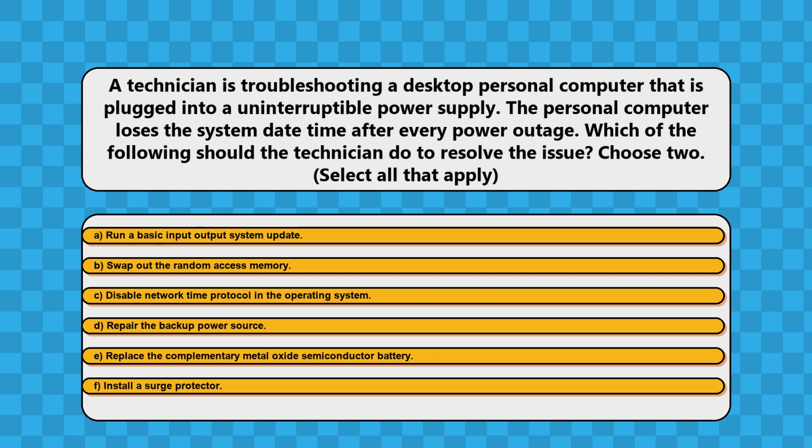Choose 2. Option A. Run a basic input-output system update. Option B. Swap out the random access memory. Option C. Disable network time protocol in the operating system. Option D. Repair the backup power source. Option E. Replace the complementary metal oxide semiconductor battery. Option F. Install a surge protector.